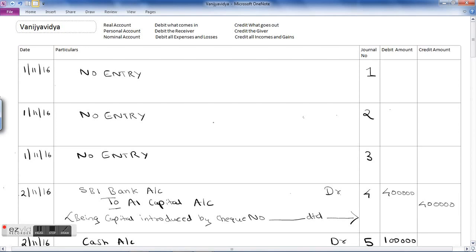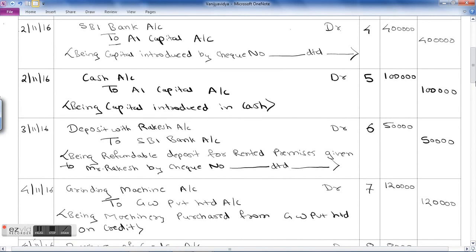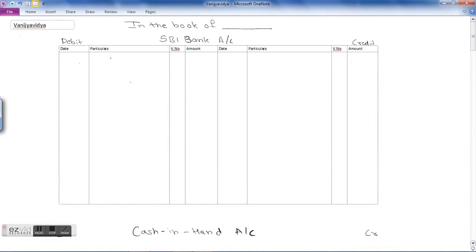Journal entry number 1, there is no entry. Journal entry number 2, there is no entry. Journal entry number 3, there is no entry. Now we will see entry number 4, SBI bank account debit to A1 capital account, and the date is 2/11/2016. SBI bank account is debited here and A1's capital account is credited. So we will post this entry in these two accounts.